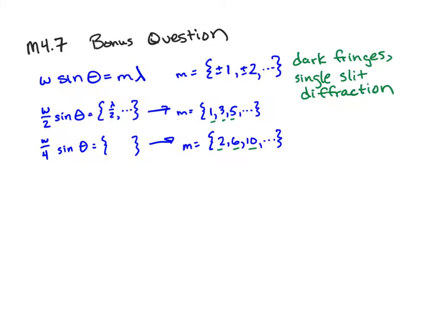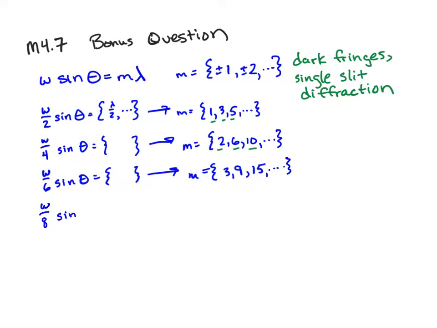But you know what? We can also do it again. We can take W over 6 sine theta. That one actually doesn't give us a whole lot. It ends up giving us 3, 9, and 15. And of course, those were covered back when we did W over 2, since they're odd numbers already. But when we do it again with W over 8, we find that W sine theta equals 4 lambda, 12 lambda, 20 lambda, so that covers 4.